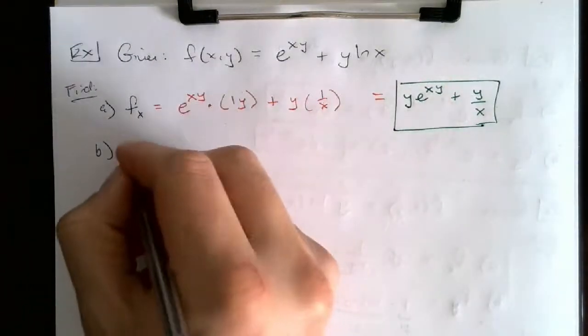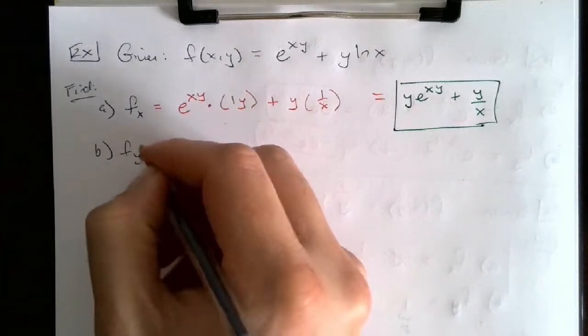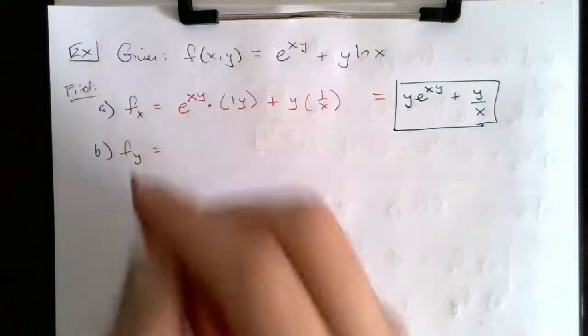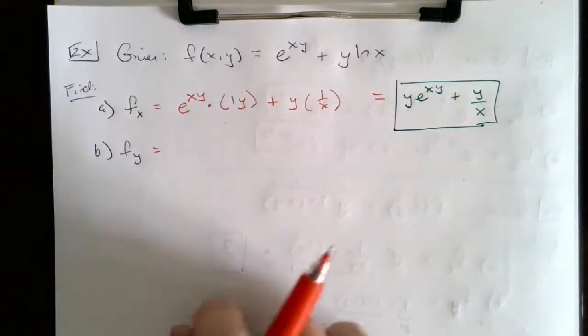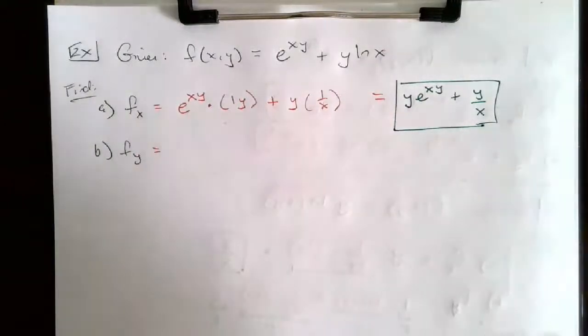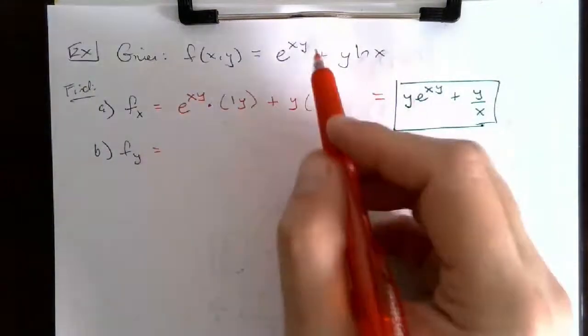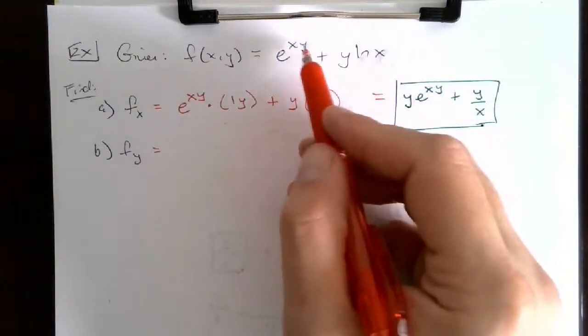For b, if I said first order partial derivative of f with respect to y, remember this means y's are going to be functions. Anything that has x in it only will just be a constant. The first term, e to the xy, well again this is going to be a function because it's a function that has y in there.